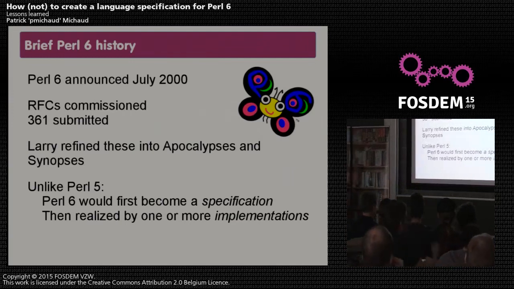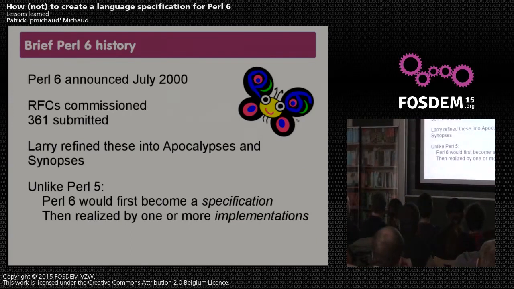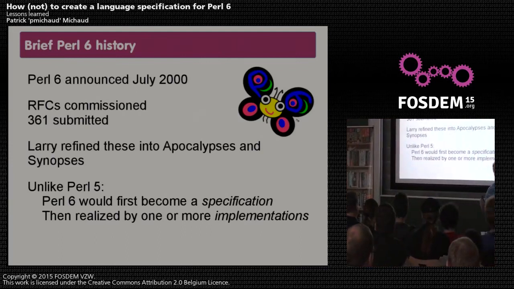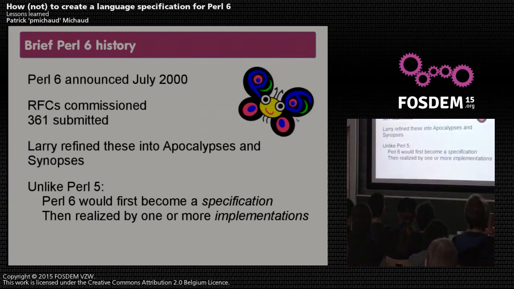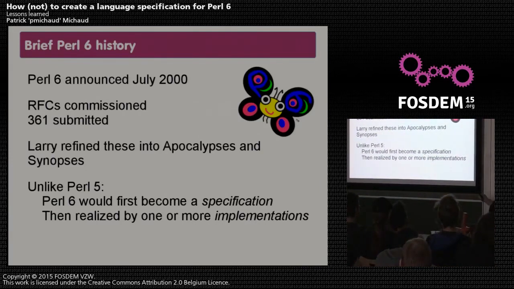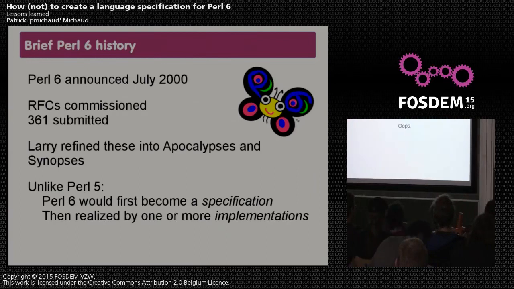Larry refined these into the apocalypses and synopses, and very early on, it was decided that unlike the way Perl 5 had been developed, where there was no language spec, Perl 6 would start with a language spec, and then we would implement it. Got that? So very, very different process. Perl 6 will start by creating what the language should look like, and then we will implement it. And my response to that is, oops.